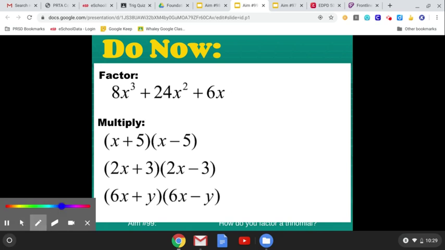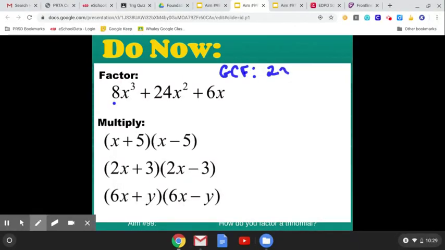It says to factor. So we look to see if there is a GCF. Remember, GCF is short for greatest common factor. So we look: is there a number that divides evenly into all of them? I think it's 2. That's the biggest number. And do they all have a variable in common? Yes. I take the one with the lowest exponent, so 2x is my GCF.